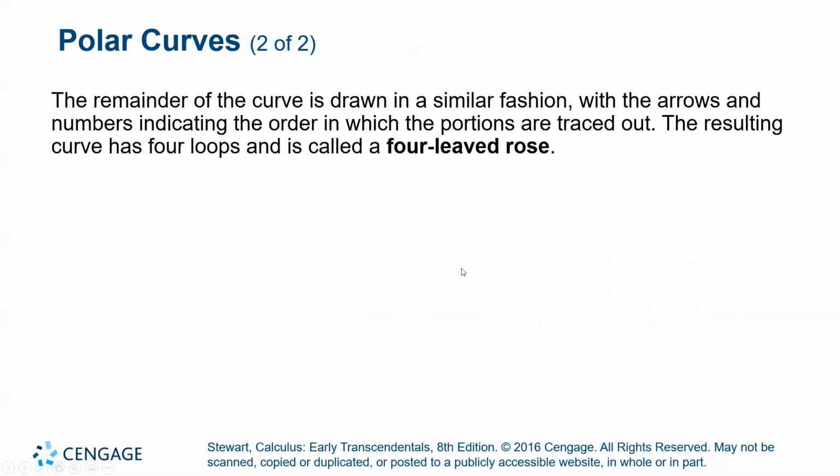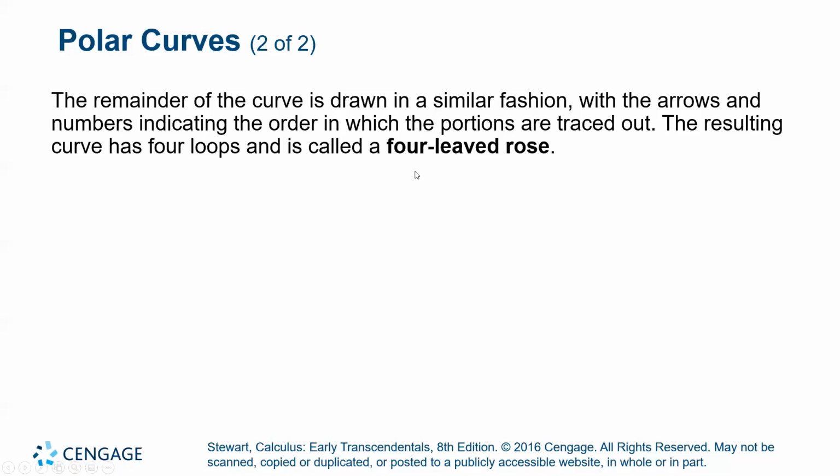Okay, the remainder of the curve is drawn in a similar fashion, as long as you put the arrows, and it's going to just retrace itself. Why is that going to happen? Because a sine curve is periodic, and remember that after 0 to 2 pi, the shape it draws is the same over and over and over again. So our cardioid will trace over itself over and over and over again. And we sometimes call that a four-leaved rose because there are 4 different loops to it.